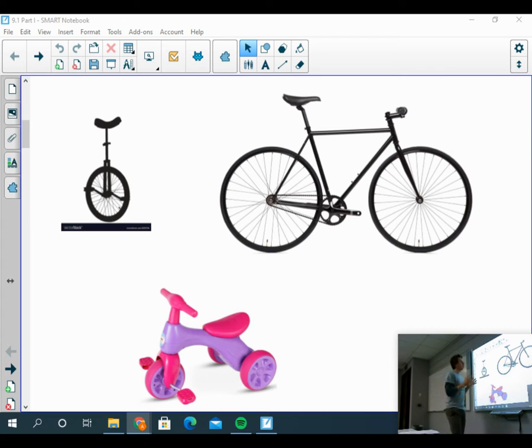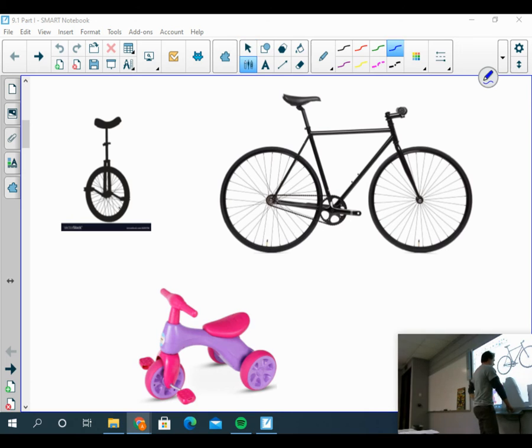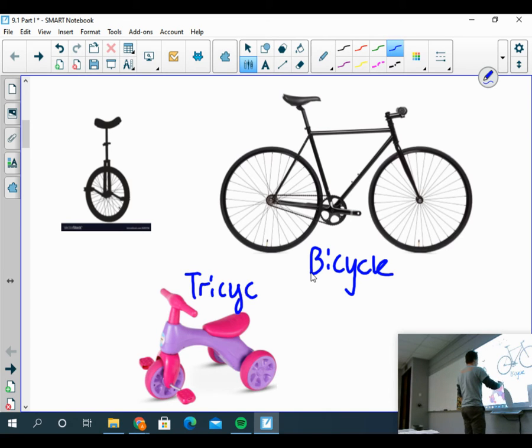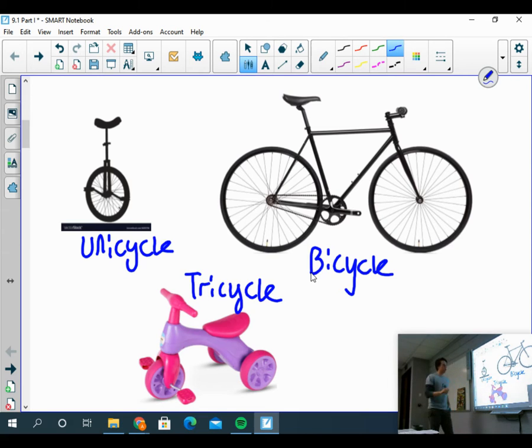What you can see on the board is three images that may or may not be familiar to you. You might be wondering, what in the world does Mr. Carter have on the board and why? Why does he have a bicycle? Why in the world does he have a tricycle? What is a unicycle doing there? Well, it seems like a nominal or a silly illustration, but I want to prove a point in doing this.